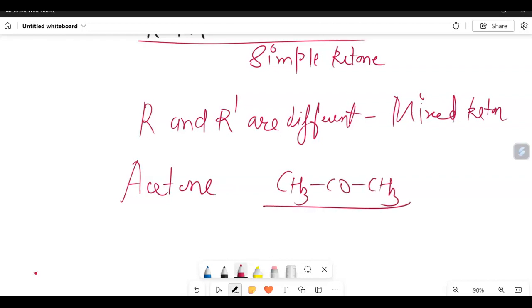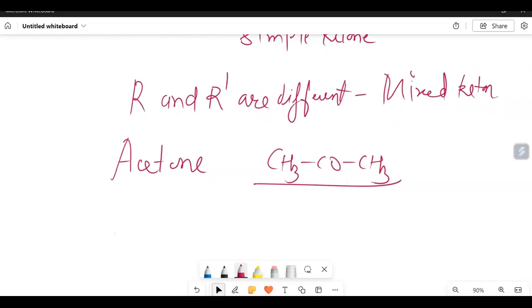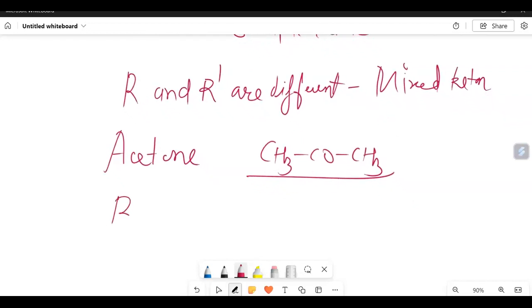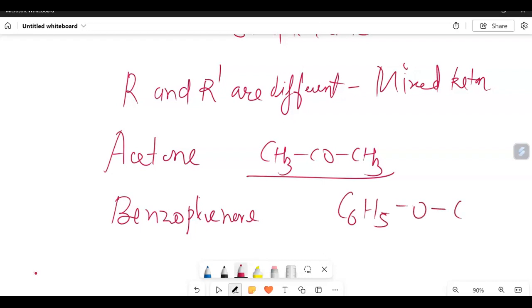It is a simple ketone. If I am writing here benzophenone, what is the formula of this? C6H5, benzene rings are there. Benzene rings are there on both sides of the C double bond O. So this is also an example of simple ketone.